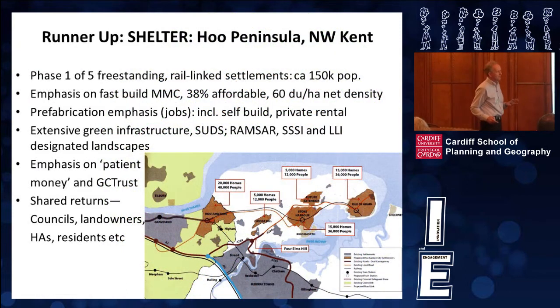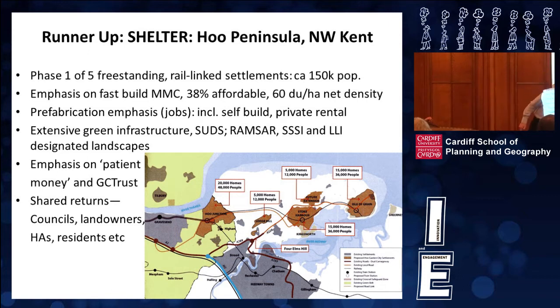But this is the winning project. This is the runner-up, which in some ways I thought was somewhat better, but perhaps because of these two things. First of all, it's denser. The Rudlin proposal goes from 25 to 65, but the Shelter proposal goes for 60 dwellings per hectare net density, so quite dense. 38% affordable. There's no mention of affordability in the Rudlin proposal. There's a big emphasis on prefabrication and self-build, extensive green infrastructure, but of course it's being built out on open marshland, et cetera, in the Thames, south side of the Thames estuary in North Kent.